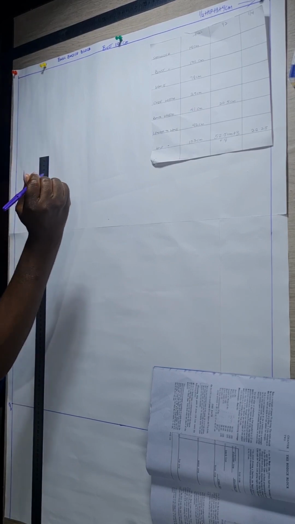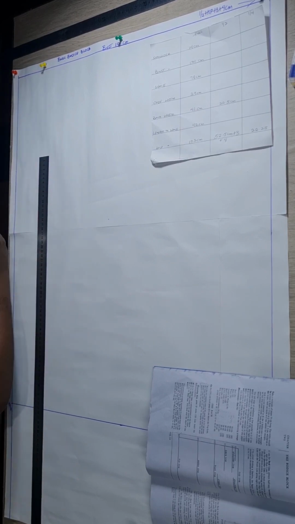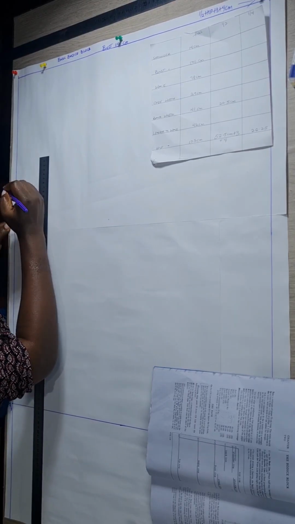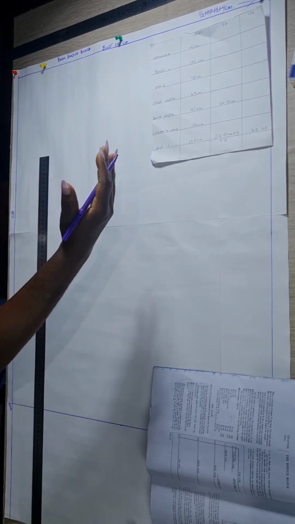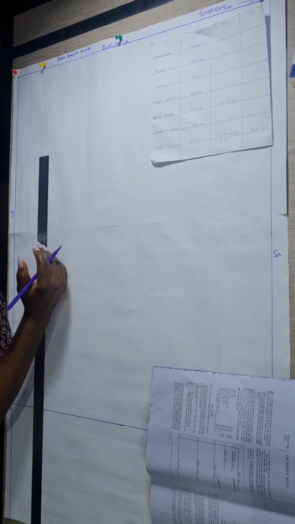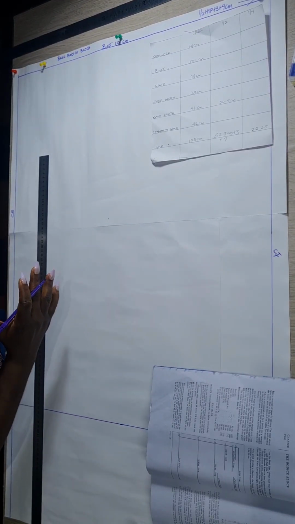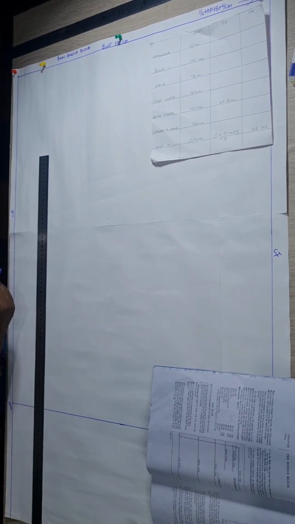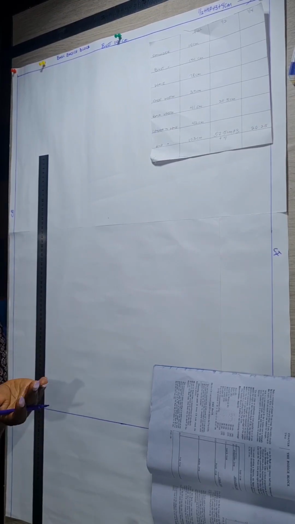I use my right hand in writing. So this left edge is my center back, CB, and the right edge is my CF. If you write with your left hand, all you need to do is position yourself the way you write, and the left edge will be your center back and the right edge will be your CF.